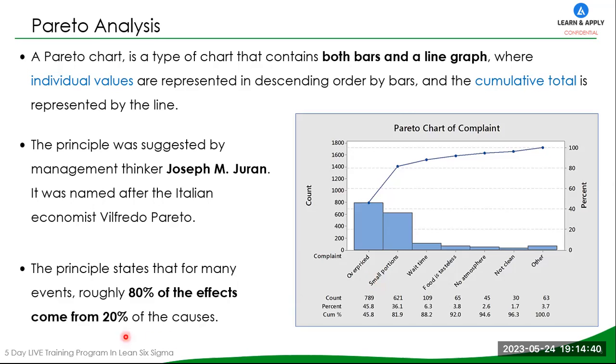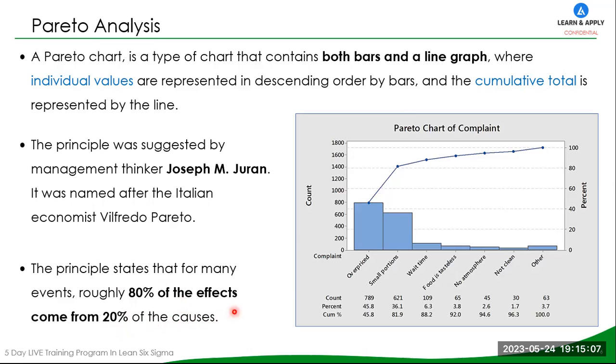That means 80% of the effect comes from 20% of the causes. Now, when we talk about the 80-20 principle, it is not exactly 80-20 always, but it will be around that. The intent, the logic is like that. We need to focus on very few causes or very few areas that are giving us more significant effects, more significant impact.